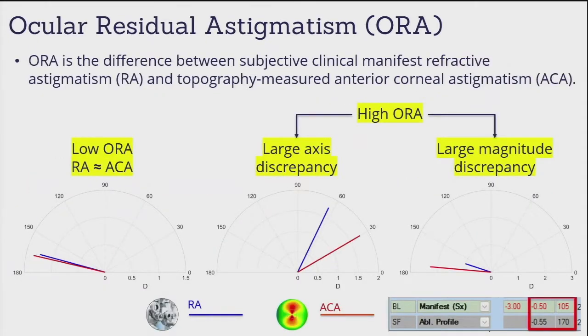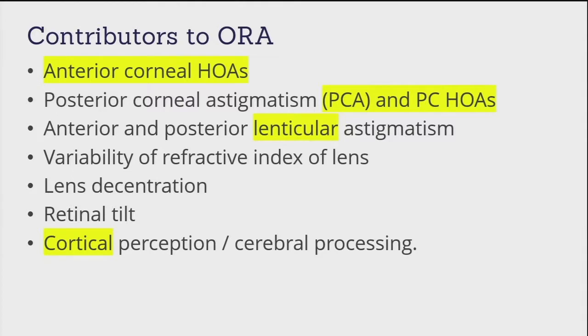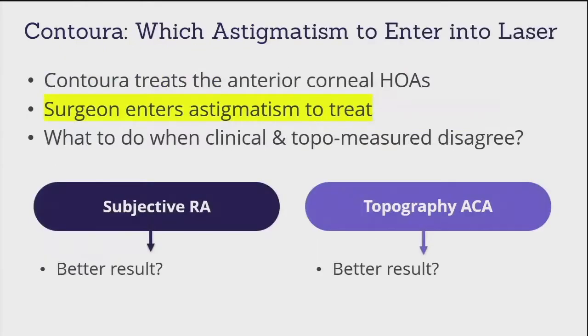Now, there can be a difference in both the axis of astigmatism as well as in the magnitude of astigmatism. The bigger the difference, the higher the ORA. The various optics of the eye can contribute to this difference, especially the posterior cornea, the lens, and, importantly, the brain. Contura will treat the anterior corneal HOAs, but what astigmatism do we treat when refractive astigmatism and topo-measured astigmatism disagree? This was the subject of our study.